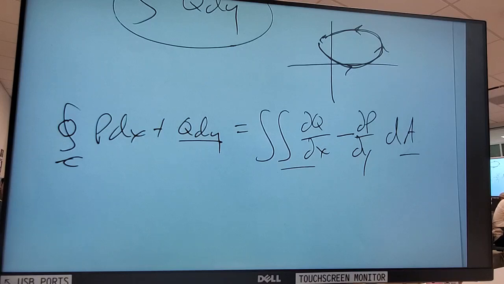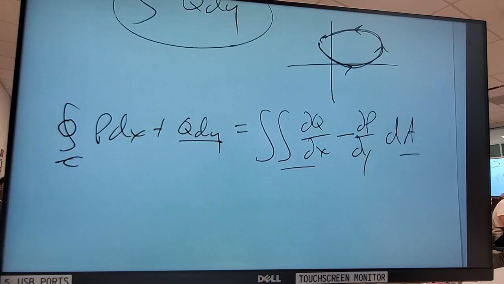You would take the partial of P with respect to y, and you check to see if it's the same as the partial of Q with respect to x. If they are the same, it's a conservative field. And for a closed curve, a conservative field leads to a zero integral.